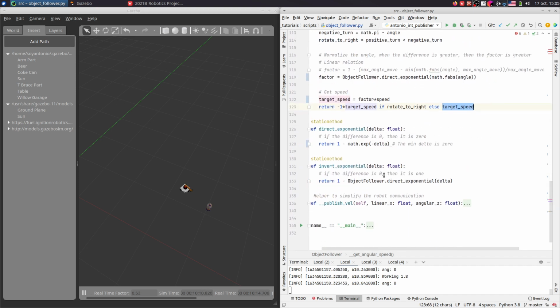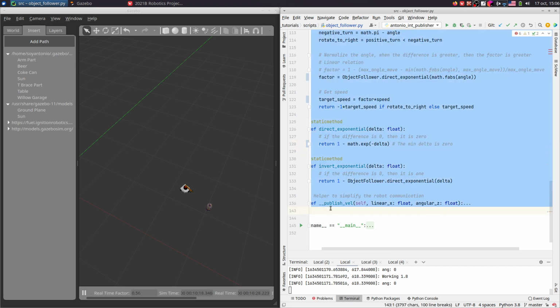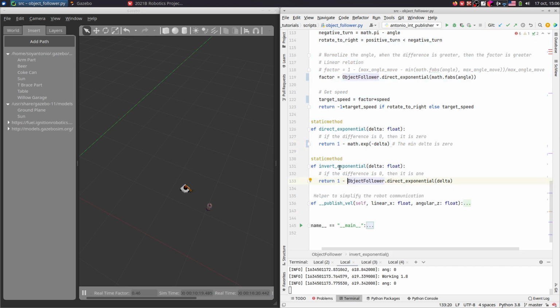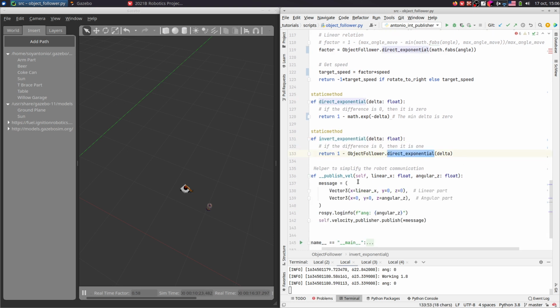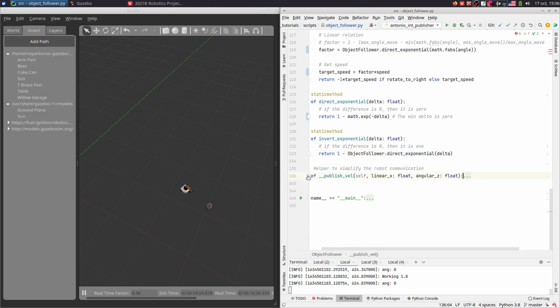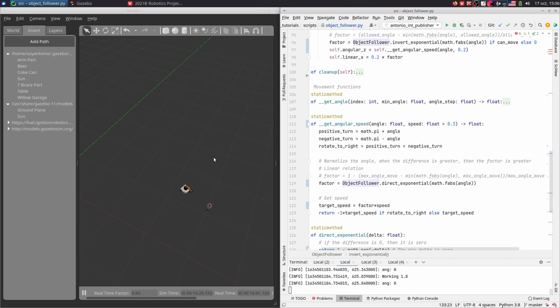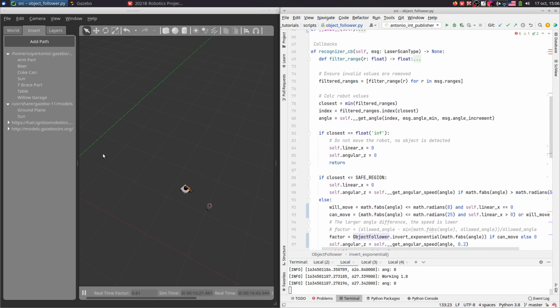Now we can jump to the direct exponential. The direct exponential is just 1 minus the inverse exponentiation of the delta, and that's all. And the inverse exponential is 1 minus the direct exponential. We already talked about the publish. I guess that's all about my program and the robot. You can see that it is working.